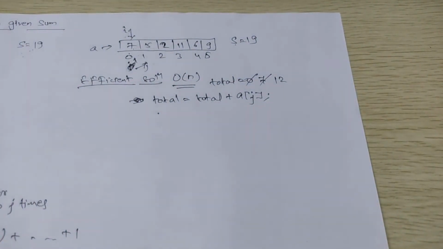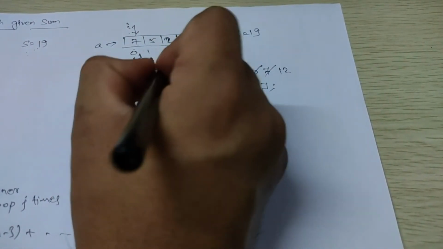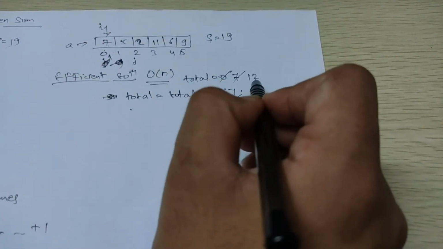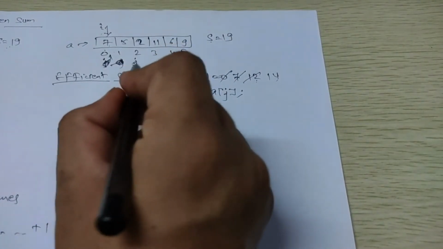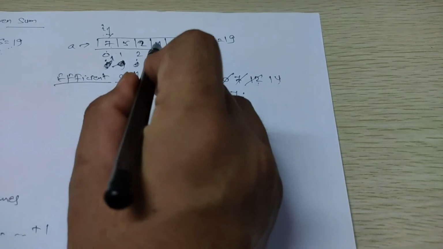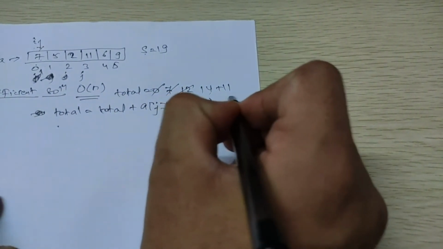So it becomes 12, which is not equal to the 19. So you will again increment the j. Okay, now this time 12 plus 2 will be 14. Now again you will increment the j because total was not equal to the 19. Now this time when you add the 14 plus 11, it will become 25.